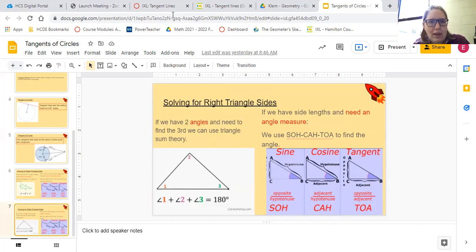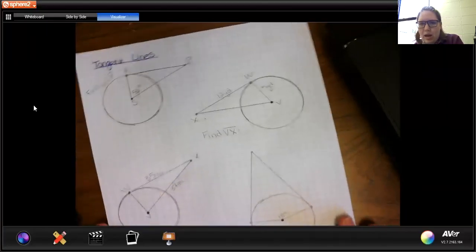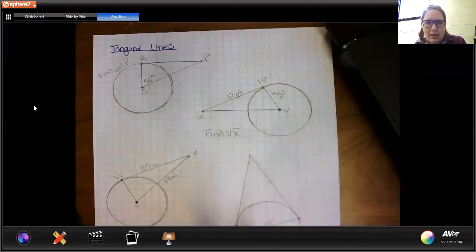Let me go to a different screen share because I have a document camera that I'm using so I can show you how to do these things. All right, here we go. So this is just some practice questions. I actually stole these directly from the IXL, that's where I got them. And I drew them on here with some tools, which is why it looks so pretty.